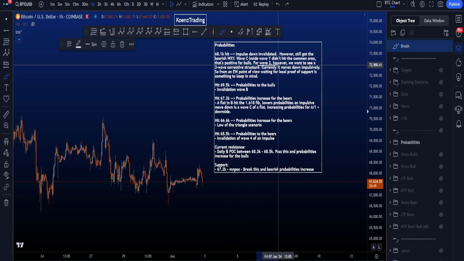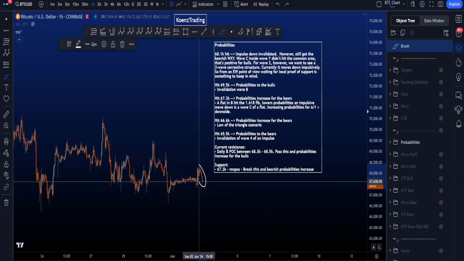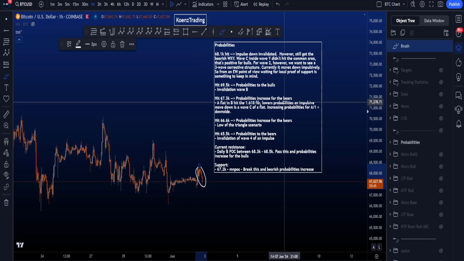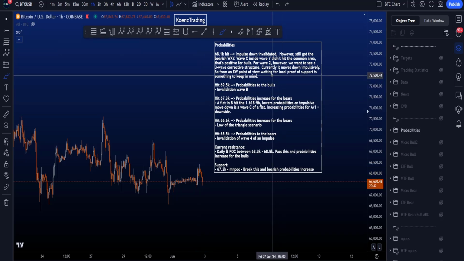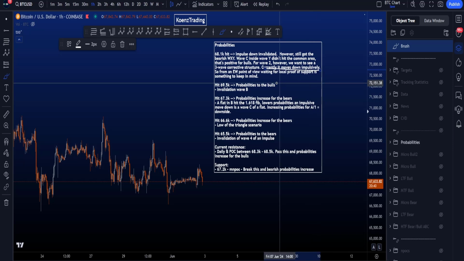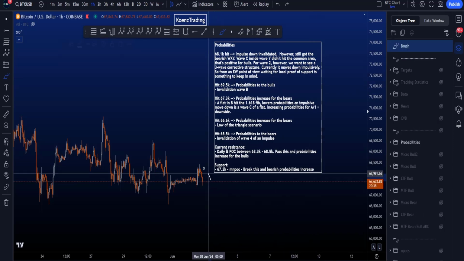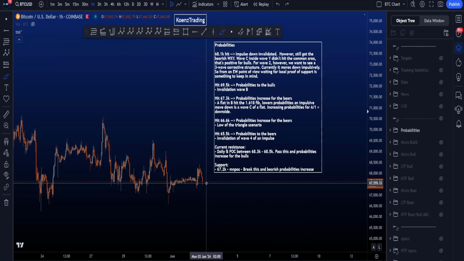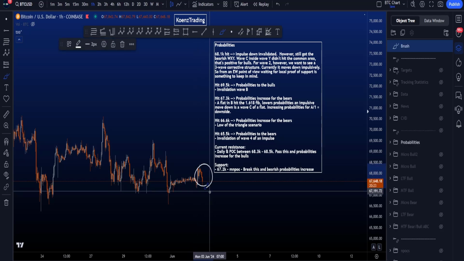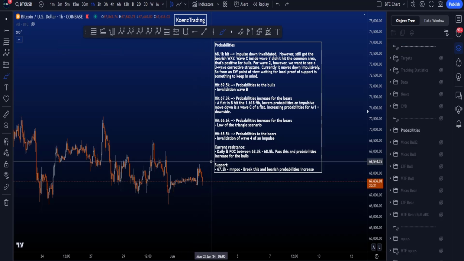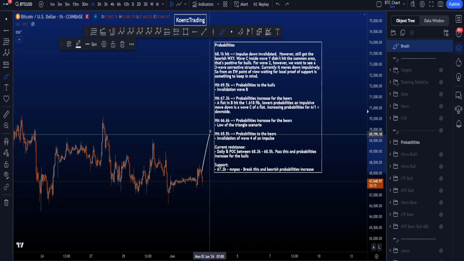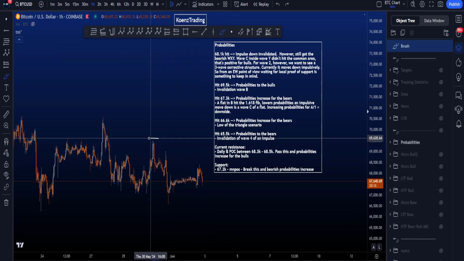However, for wave 2, which is this move to the downside here, we want to see a corrective structure to the downside. Currently, it moves down impulsively, so from an Elliott wave point of view locally over here, waiting for some local proof of support is very important and something to keep in mind. If price can move towards the upside and hits 69.5K, then the probabilities will increase even more for the bullish scenarios.